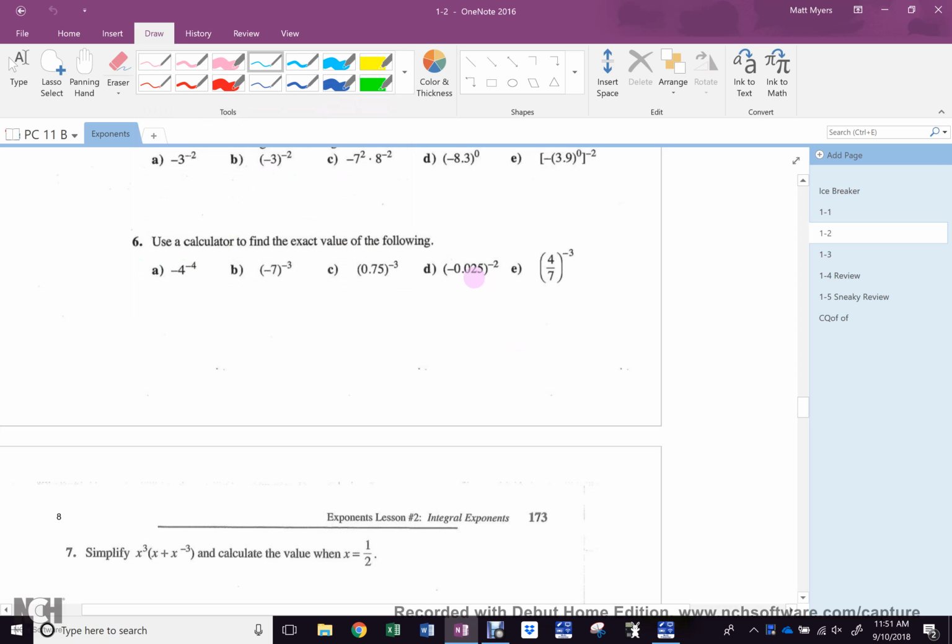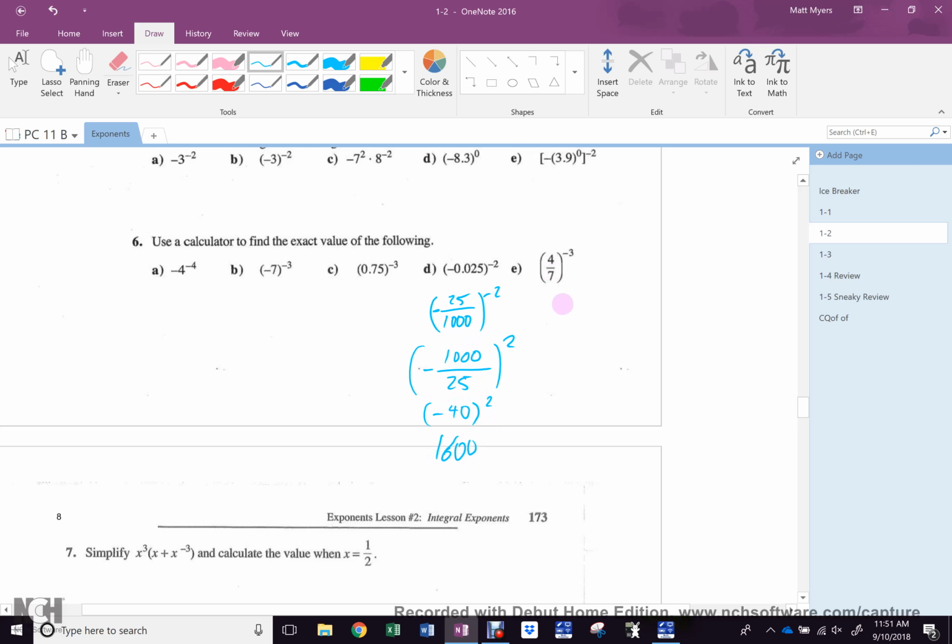Okay, so it said use a calculator, but if you didn't want to use a calculator, it's not incredibly difficult, because that is 25 over 1,000 to the negative 2, which of course means you flip it to 1,000 over 25 to the positive 2. 1,000 divided by 25 is 40, negative 40 squared. Negative 40 times negative 40 is positive 1,600.